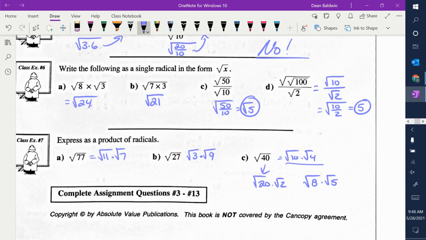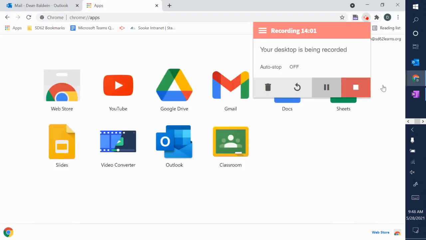So when you're adding or subtracting, can you put them under the same radical sign? No, only when you're multiplying and dividing. I would like you to do 8, 9, and 10, please. And then lesson 2 is done. Congratulations on your first lesson.